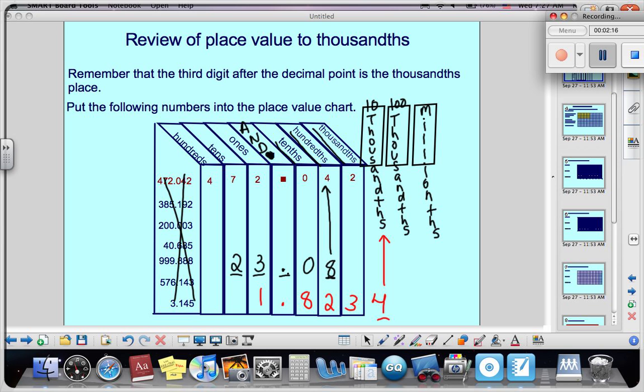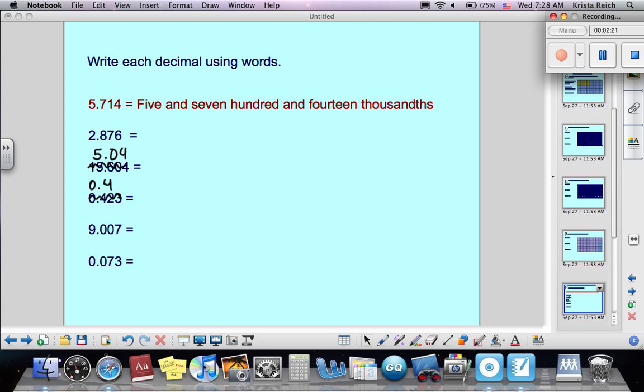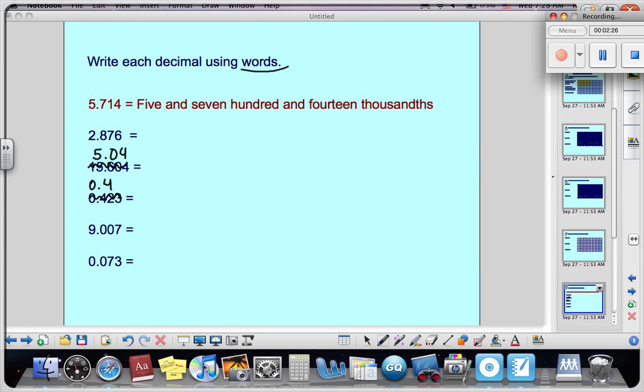at. Okay, so if I were to give you decimals and say, I want you to write this using words, okay, that's our word form. Anytime I ask you to write something in words, you are using word form. Okay, and I'm just going to go over a couple of these. They gave you one example here. 5.714 is 5 and, that's your decimal, 714, and the 4 falls in the thousandths spot, so that is what the place value is.